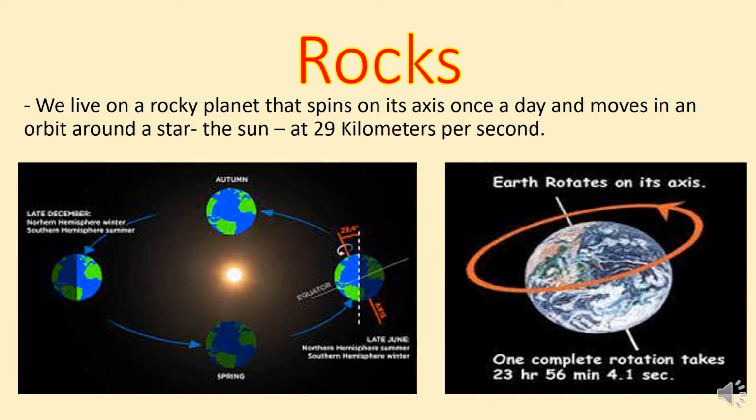You know what, in grade 7? We live on a rocky planet that spins on its axis once a day, as we know, and moves in an orbit around a star, which is the Sun, at 29 kilometers per second. So, how did the star, the Earth, and its movement come about? Scientists believe that it began with a huge explosion.